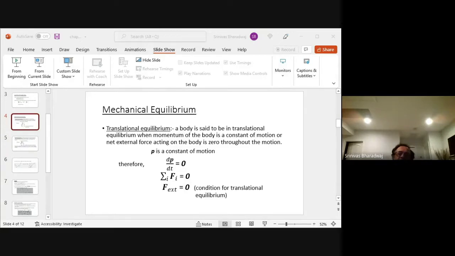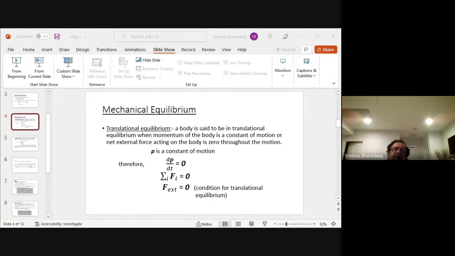Now, if dL by dt, what is L? L is angular momentum. What is angular momentum? I, the moment of inertia, times omega. What is omega? Angular velocity. So if dL by dt equals 0, it means there is no torque, and if there is no torque, we say there is rotational equilibrium. If there is a torque, what happens? Let us say I am continuously pushing. It will go faster and faster, because there is a continuous torque.